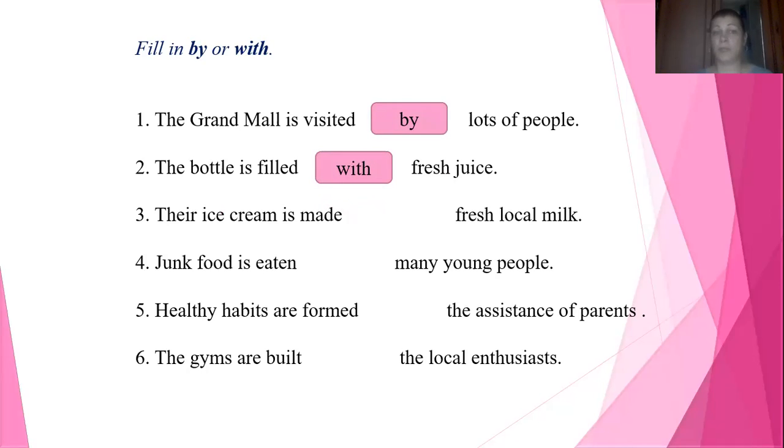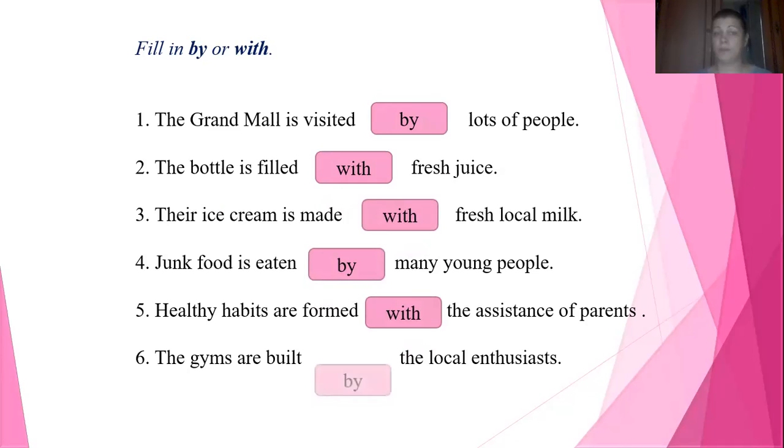Their ice cream is made with fresh local milk. Junk food is eaten by many young people. Healthy habits are formed with the assistance of parents. The gyms are built by the local enthusiasts. Great job, good.